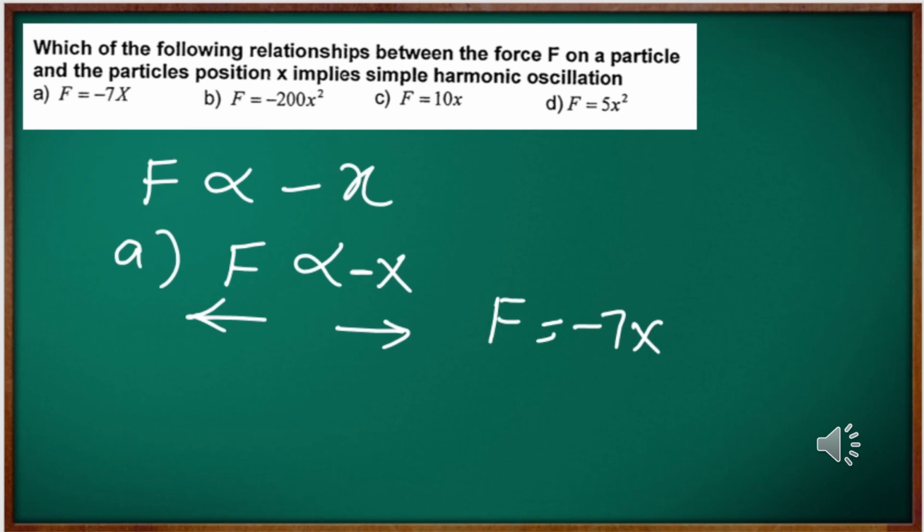If we observe the other options, in option B force is equal to minus 200 x square, which is not true because force is directly proportional to the displacement, not displacement square. Same holds for option D. When it comes to options A and C, force is directly proportional to displacement, but in option A, force is directly proportional and it is acting opposite to the direction of displacement. So option A is the correct answer.